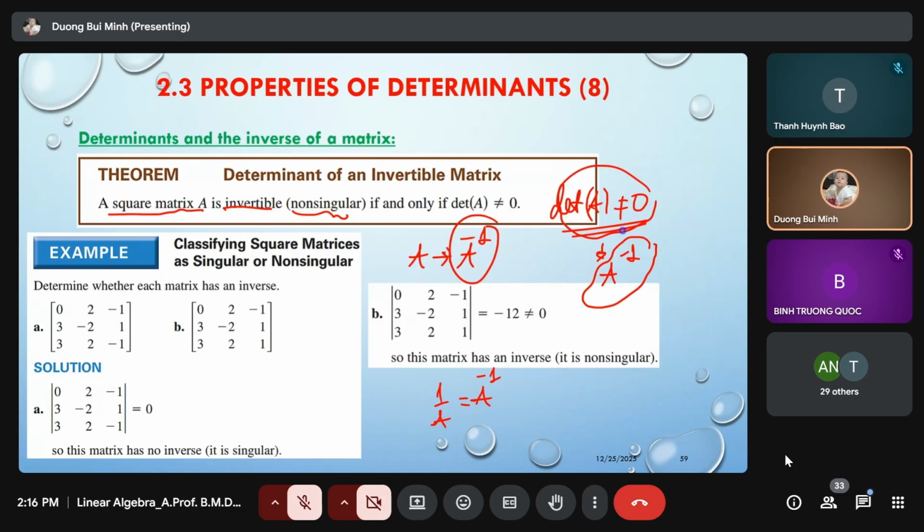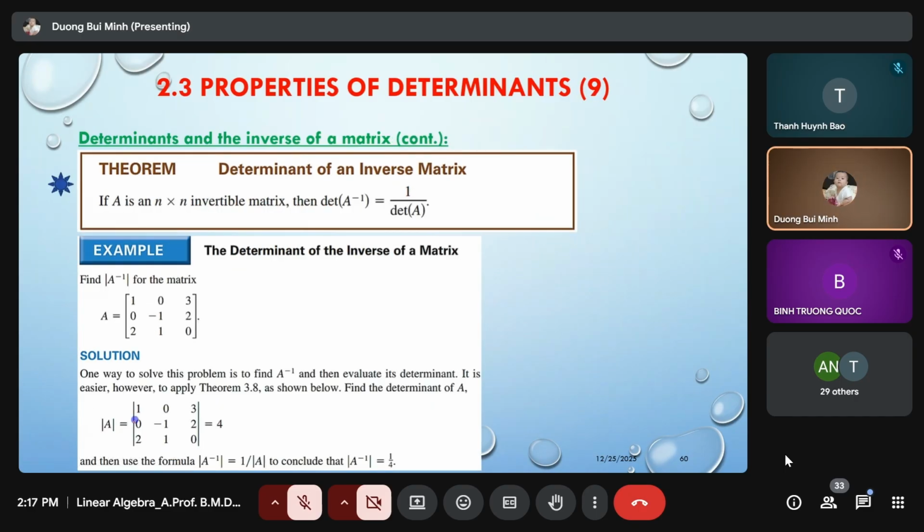So remember, you can find the inverse of A if the determinant of A is different from 0. In the final exam, I remember I asked you to calculate the determinant, and then I also asked whether we can find the inverse of A or not, why, and what the inverse of A is.